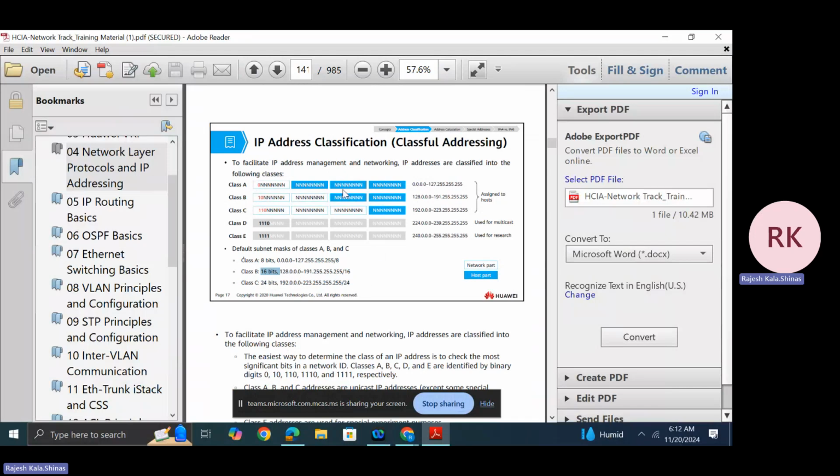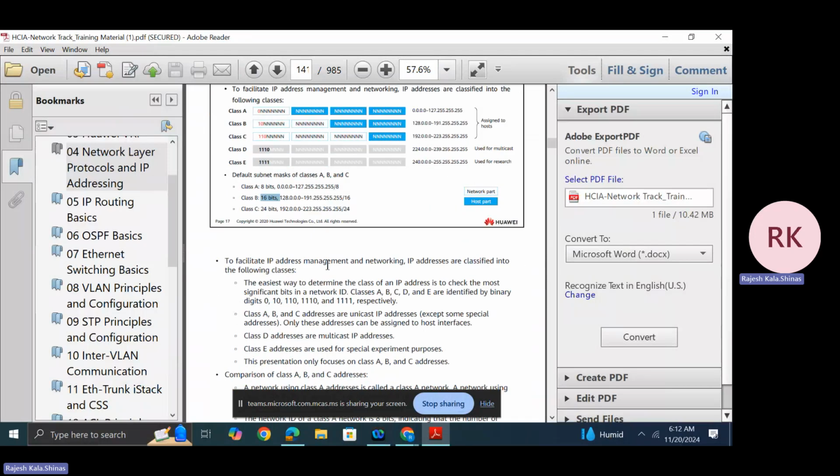This is the host part, so a 24-bit host part in class A. Class B has a 16-bit network and 16-bit host. Class C has only 8 bits of host, and the remaining 24 bits are network. Okay, like that.